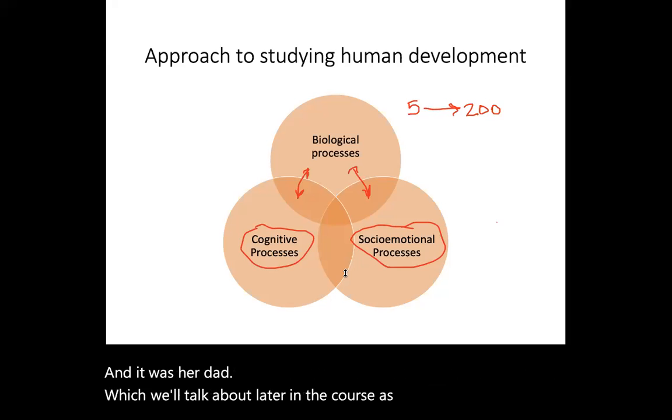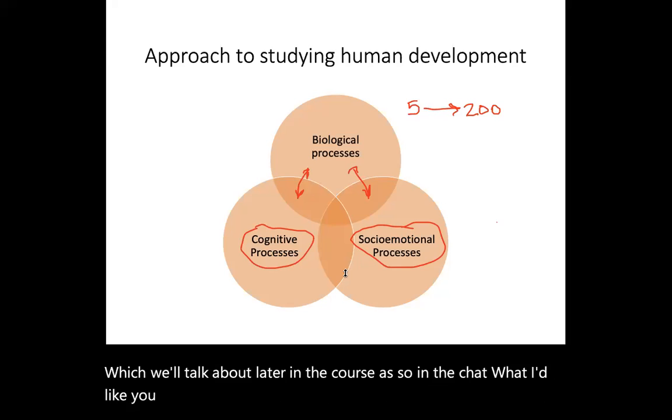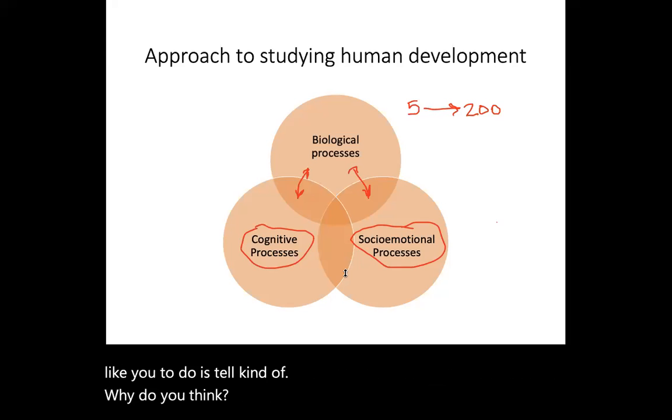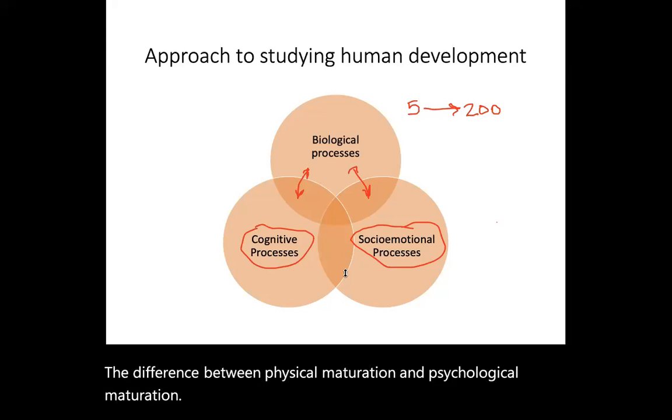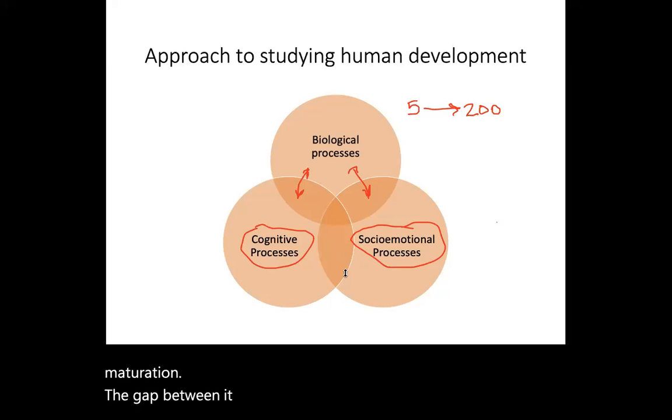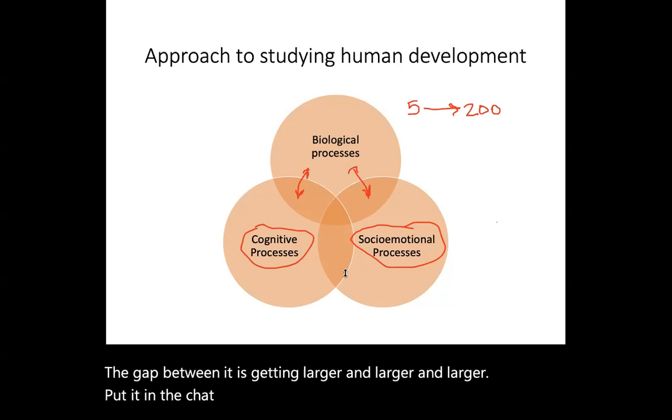So in the chat, what I'd like you to do is tell, why do you think the gap between physical maturation and psychological maturation is getting larger and larger and larger? Put it in the chat and let me see where everyone is at with this.